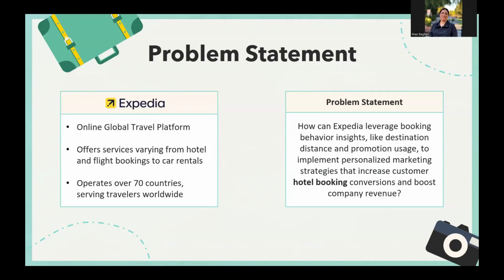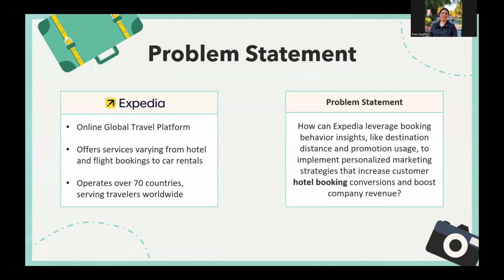Expedia is a major online travel platform used by millions of people worldwide. During each hotel search, customers reveal behavior patterns such as length of stay, number of travelers, travel distance, price sensitivity, and responsiveness to promotions. In this project, our goal is to analyze these behavioral variables to understand how they influence a customer's likelihood of booking.